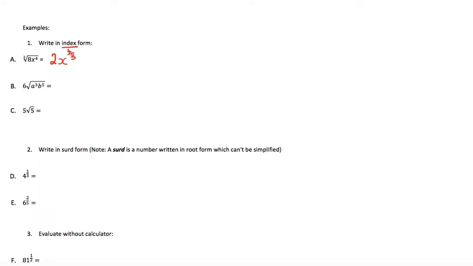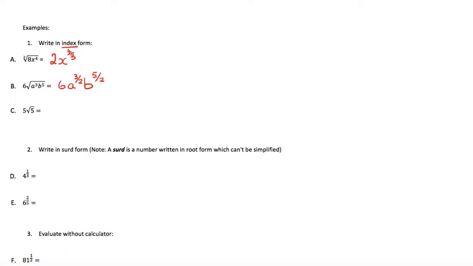Question B. 6 and the square root of a to the power of 3 b to the power of 5. The 6 is not affected by the root, so we just put it down. a cubed, square rooted, is a to the power of 3 over 2, and so b is going to be to the power of 5 over 2. So the 3 is coming from the power and the 2 is coming from the root.